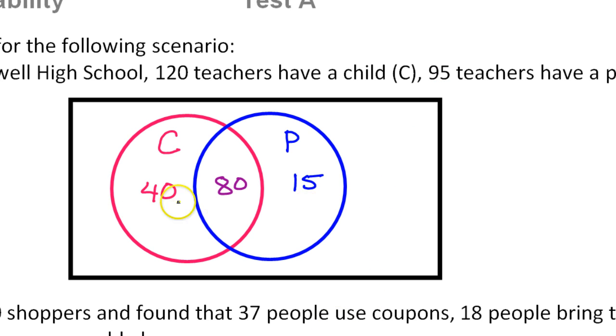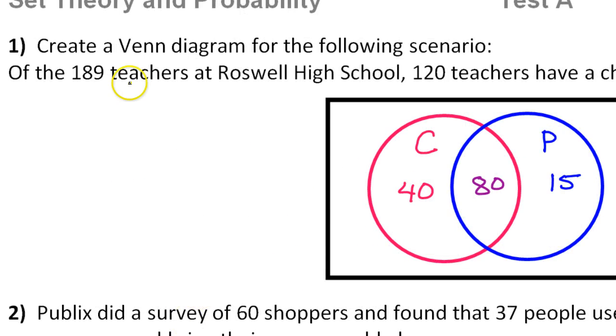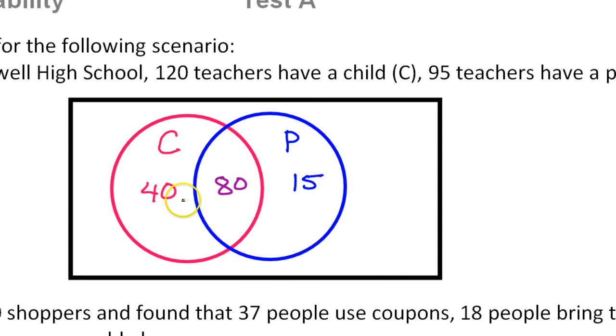Because maybe this does not represent all of the teachers. And maybe there are some teachers out here in this zone who have neither a child nor a pet. So I got to look back. Okay, I see 189 teachers at Roswell High School. So if I add up all these three numbers, that's the total number of teachers we have represented so far. Okay, so the 80 and the 40, that's 120. And then 15 more, so that's 135. So this represents 135 teachers right there.